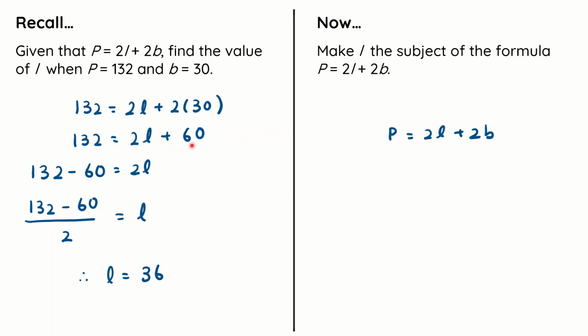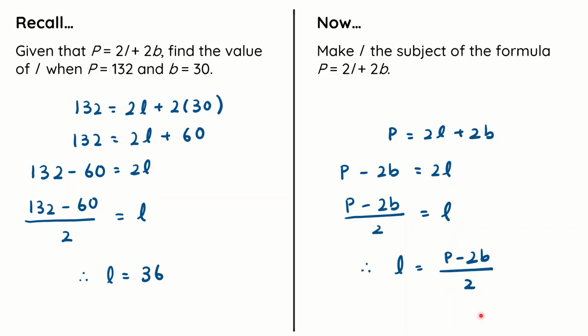So what we saw over here is that I moved the 60 over to the left. And that should be what we do. And the 60 in this parallel is the 2B. So we move it over to the left such that we can get P minus 2B equals to 2L. Again, a reminder, we want to find the value of 1L, so we need to get rid of this 2, and this refers to 2 times L. So to bring the 2 over to the left hand side, I need to divide it over. So that means that I'm having P minus 2B divided by 2 equals to L. In other words, L is equals to P minus 2B over 2.